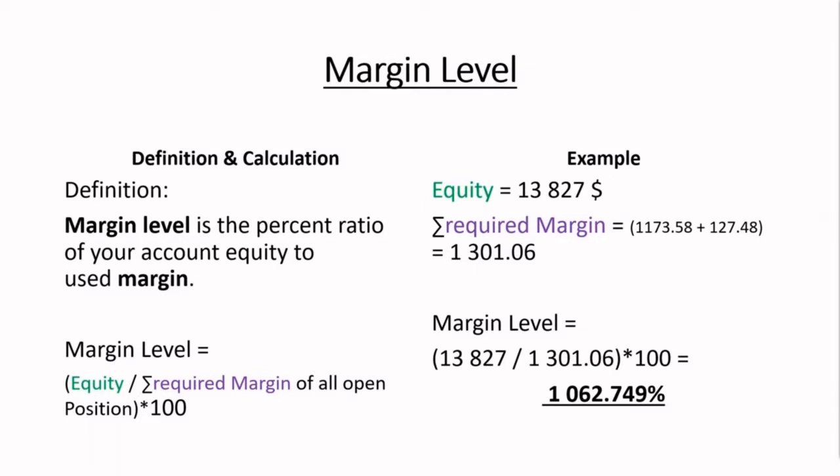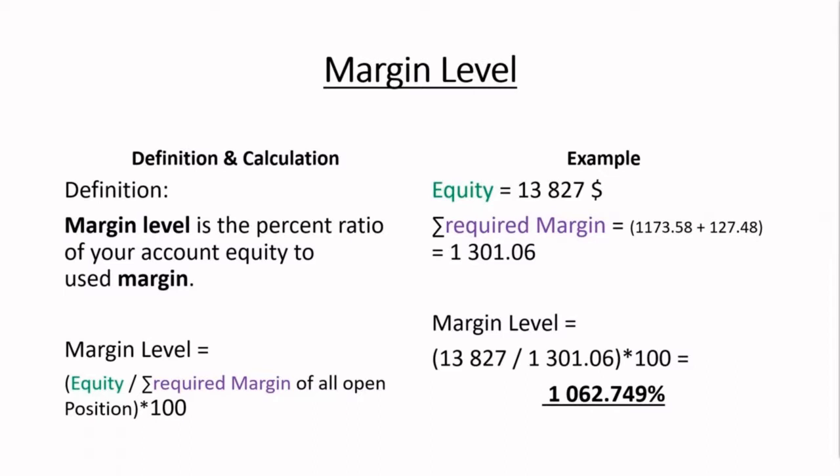Our sum of required margin, which we calculated on our DAX and Euro position, is $1,301.6. Hence, our margin level is equity, which is 13,827, divided by the sum of required margin of all positions, which is 1,301.6, multiplied by 100, because margin level is a percentage term. That's why we have to multiply it by 100.